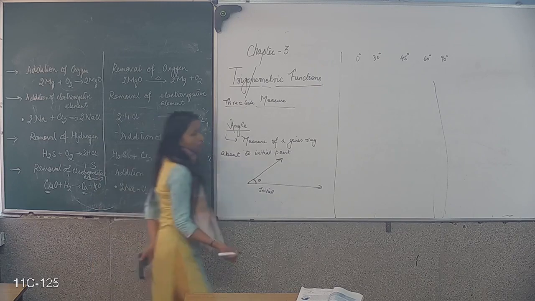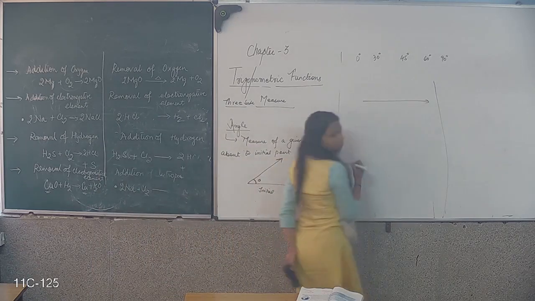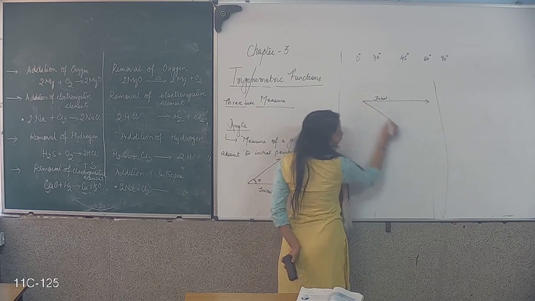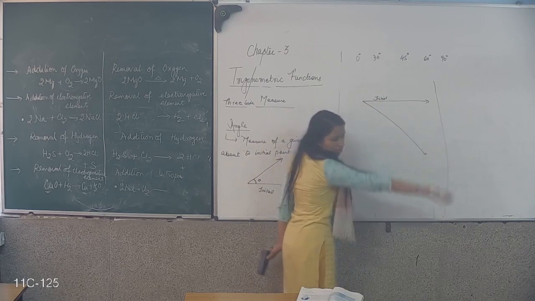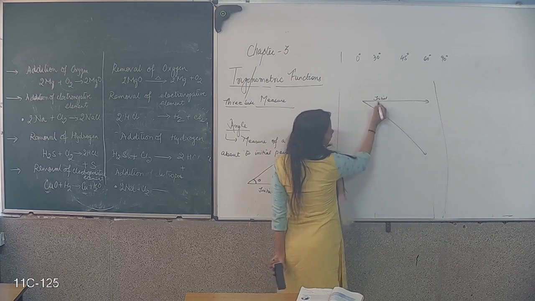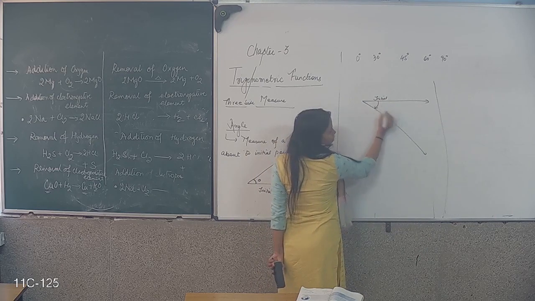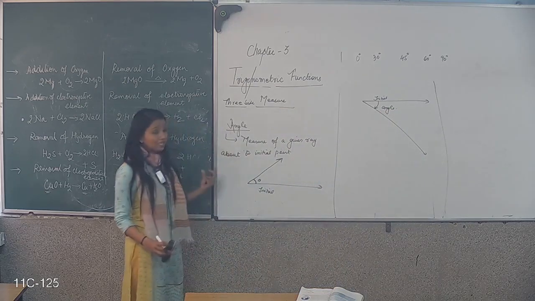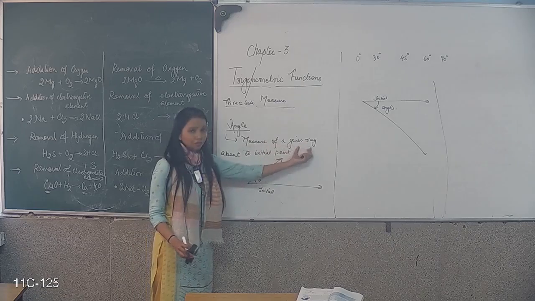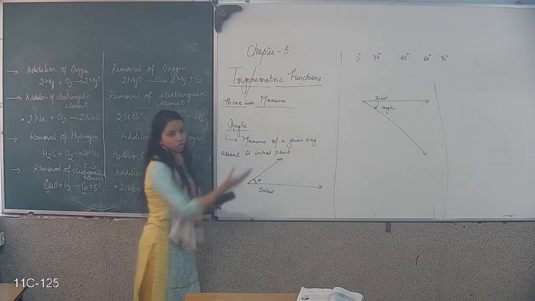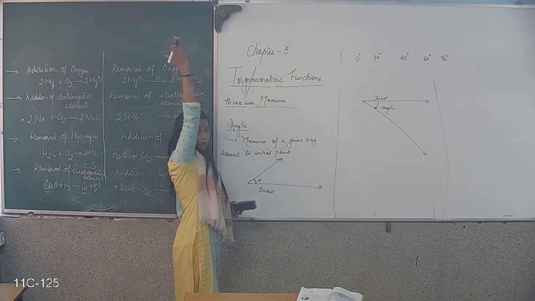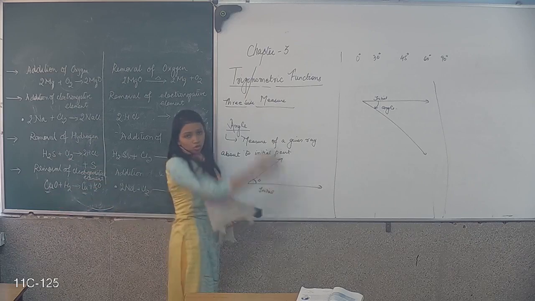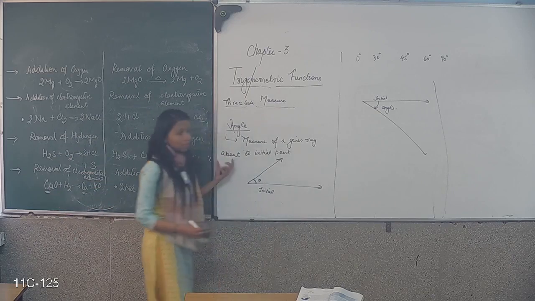Okay? For example, I have a ray like this and this is the initial part, and I'm moving it down, then that part is known as the angle. So I'm repeating again, angle is nothing but a measure of a given ray about its initial point. ये अगर मेरी रे में इसको उठा के यहाँ पर भी ले जा सकती हूँ, इसको उठा के नीचे भी ले जा सकती हूँ, इसको आधा सर्कल भी कंप्लीट कर सकती हूँ, इसको पूरा सर्कल भी कंप्लीट कर सकती हूँ. So it is an angle.